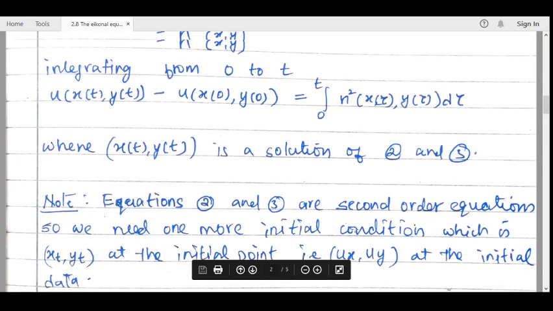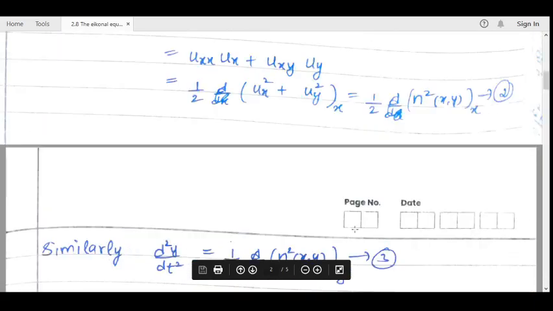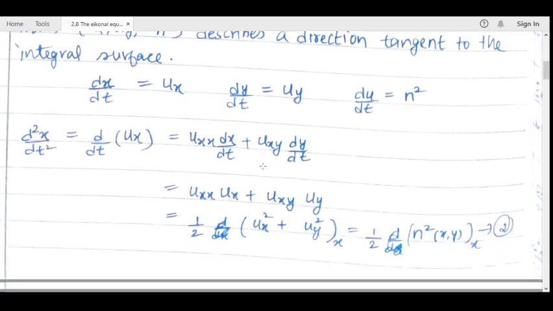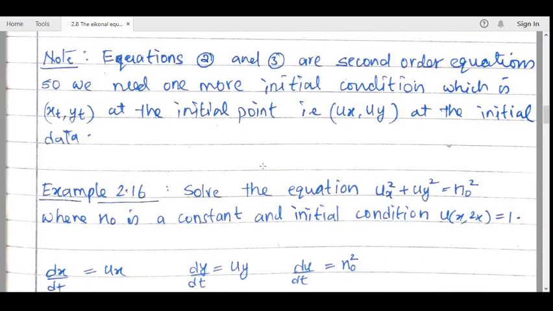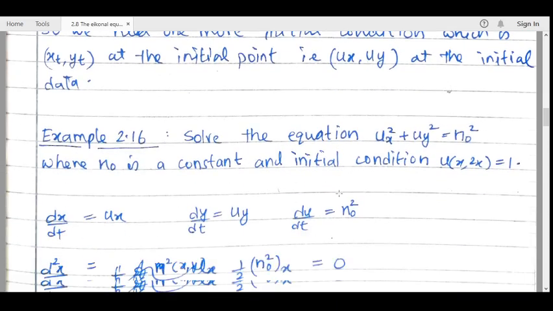From here we have x_t is dx by dt, so we have seen that dx by dt is u_x, dy by dt is u_y. It means that we must get u_x, u_y at the initial data, and u_x, u_y is nothing but the gradient in the xy plane of u. This is the gradient. Now we will see how to do problems.